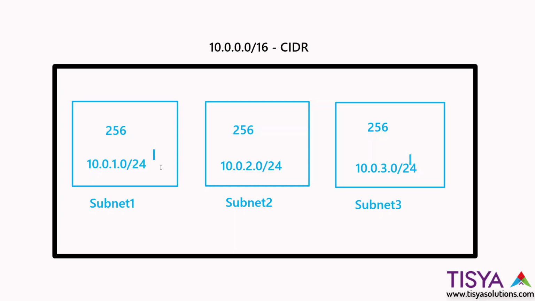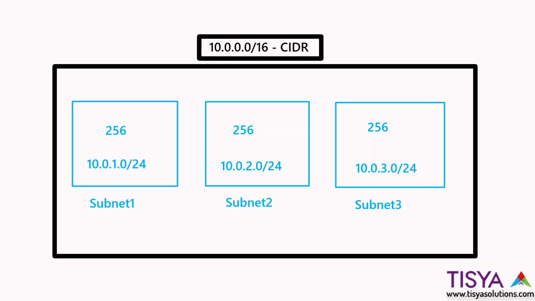Now, what we also need to keep in mind is that when we create a subnet inside a network, the CIDR range is given when we create the subnet, and that subnet CIDR should fall within the CIDR of the network itself. That is the first thing.